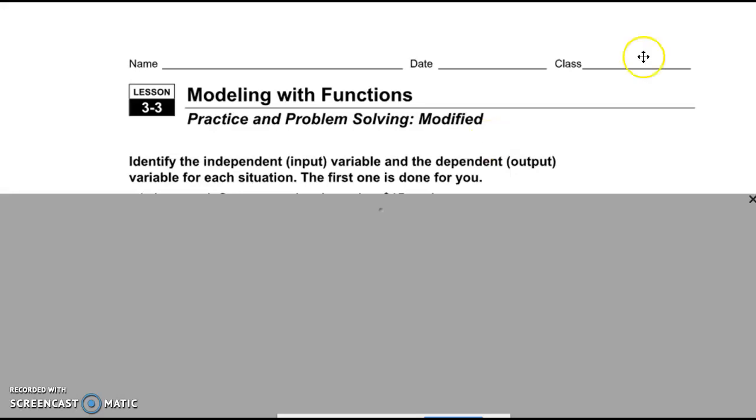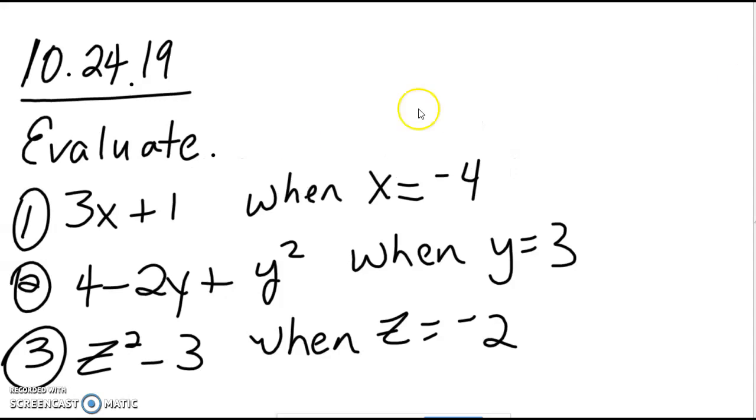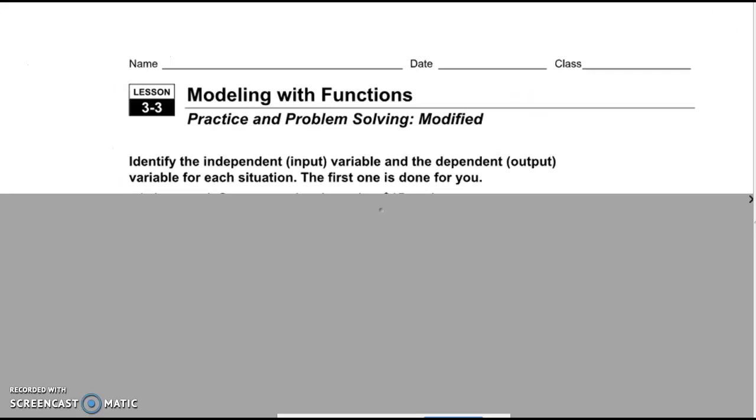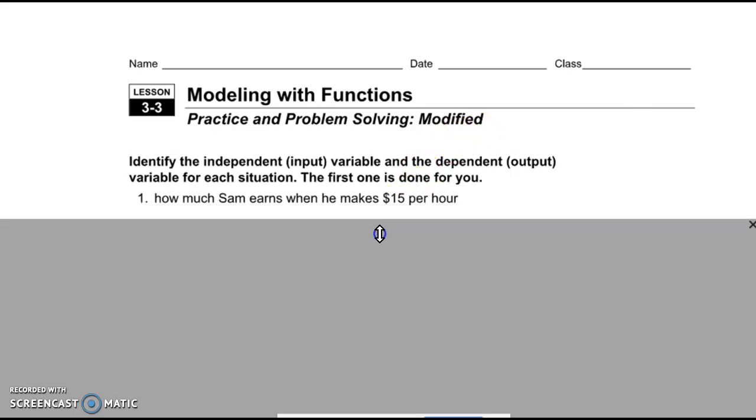So why is it called independent and why is it called dependent? Well, if we go back to our bell work, we don't know what 3x plus 1 is until we know what x equals, right? So the value for 3x plus 1 is going to depend on what x equals. So the independent variable in this case on our bell work was x. We know what x is. We don't know what 3x plus 1 is until we plug that in. So the expression 3x plus 1 would be like the dependent variable, the output.